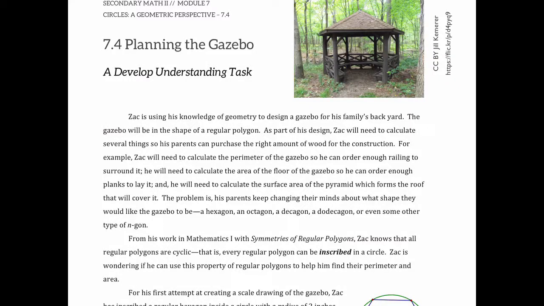Welcome to 7.4. We are going to use now what we've learned and practiced about and with trigonometry to put this into action and actually use it for a task at hand by Zach. So Zach is using his knowledge of geometry to design a gazebo for his family's backyard.